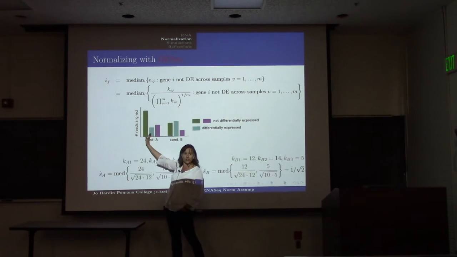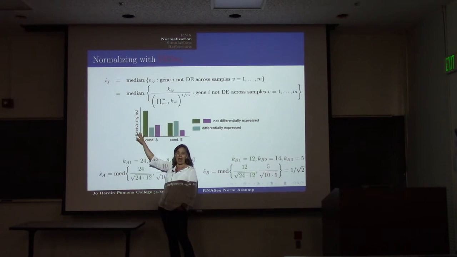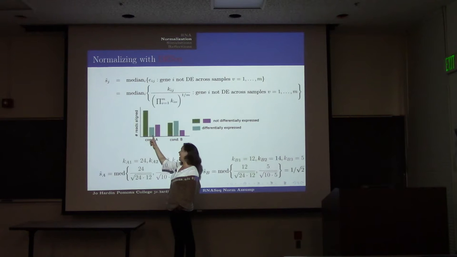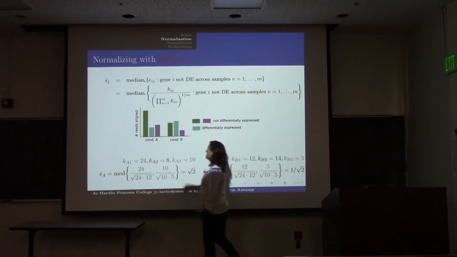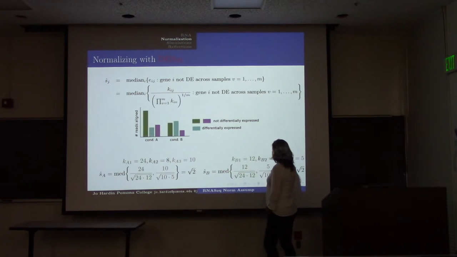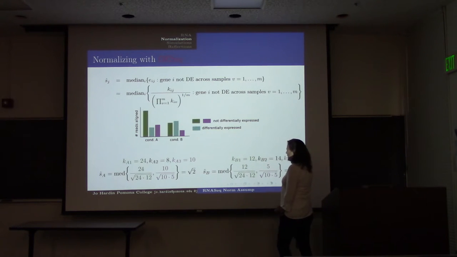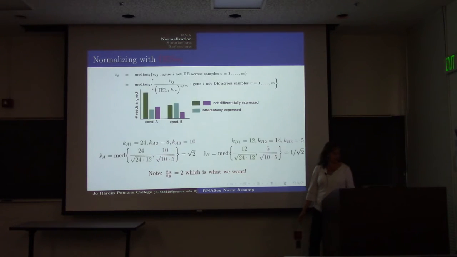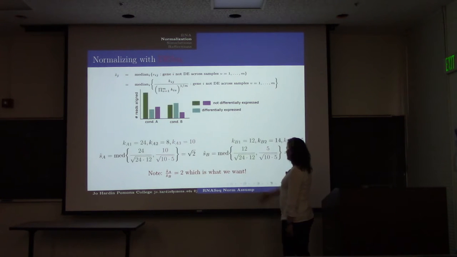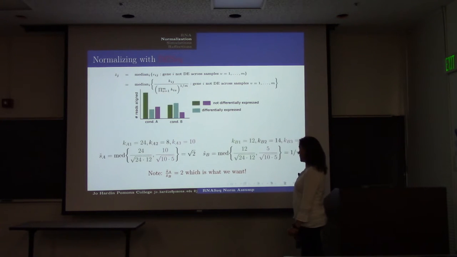So what we'd like to do is just divide this by half, divide this by 2, and boy, then that middle blue one is going to be way differentially expressed, right? Because we're going to shrink everything down. How does this work? You just plug in some numbers. I've made up these numbers to be quite lovely, and you get that this ratio of size factors is exactly 2, which is what we want.